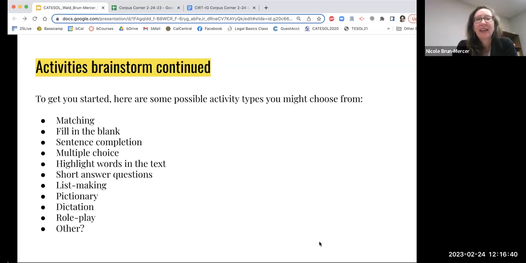Okay. And then we did a quick brainstorm of all the different types of activities that you might think about. You might have some matching, fill in the blank, sentence completion, multiple choice, highlighting words in the text, short answer questions, list making, Pictionary, dictation, role play, and so on. There are tons of things. These are planting seeds in the hopes that they will create some light bulb moments for you.